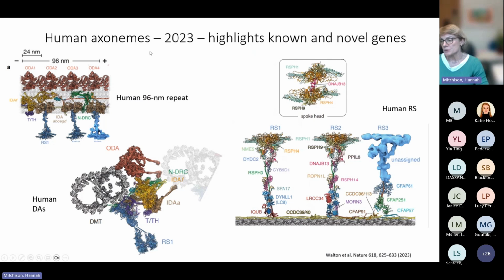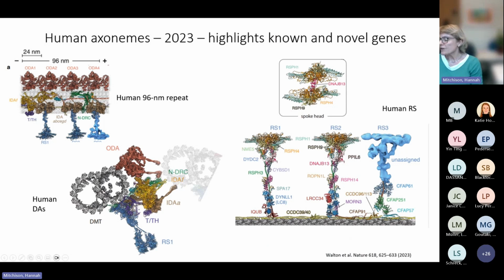So 2023 was this remarkable breakthrough of actually visualizing the first human axonemes with atomic models at this sort of resolution, moving from the ciliate organisms. And again, here's the 96 nanometer repeat, but this is what it looks like in human. There's just a bit of the radial spoke 3 that they don't have a model for, so it's a slightly less organized picture, but the rest is a really high definition atomic model.